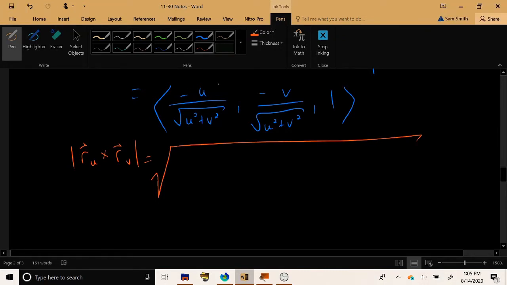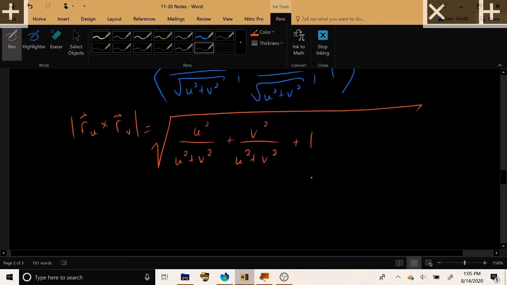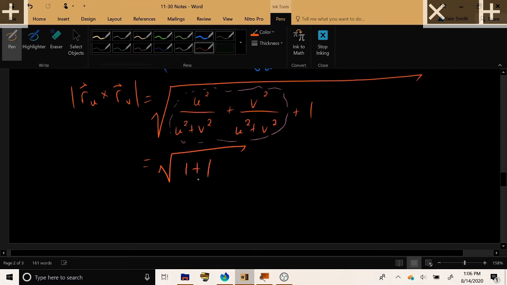So squaring the first component gives us u squared over u squared plus v squared. Squaring the second component gives us v squared over u squared plus v squared. And squaring 1 gives us 1. Now notice that when we add these two fractions together, the result is u squared plus v squared divided by the same thing, u squared plus v squared. So this is the square root of 1 plus 1, and so we get for the magnitude of our cross product the square root of 2.